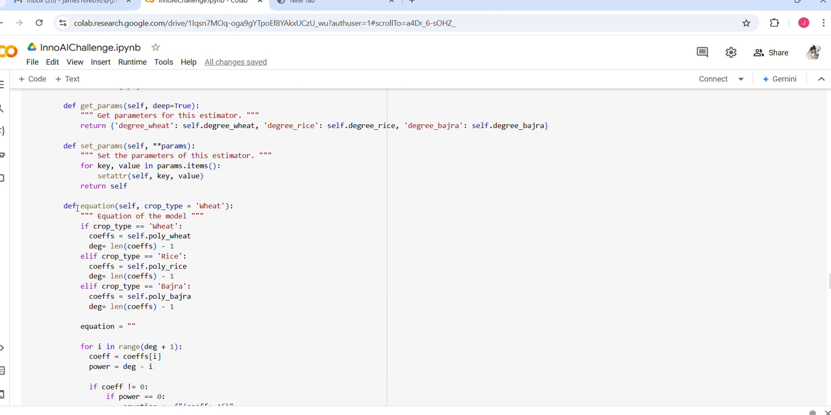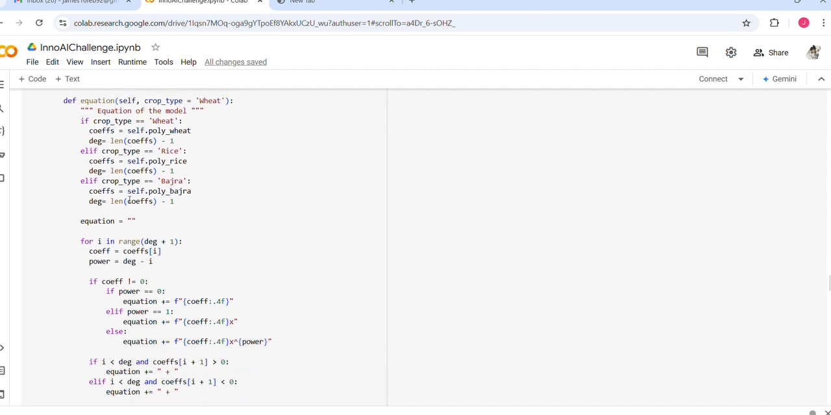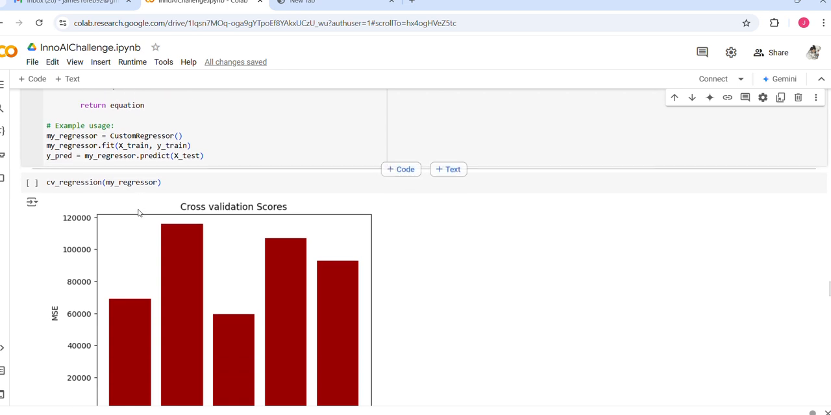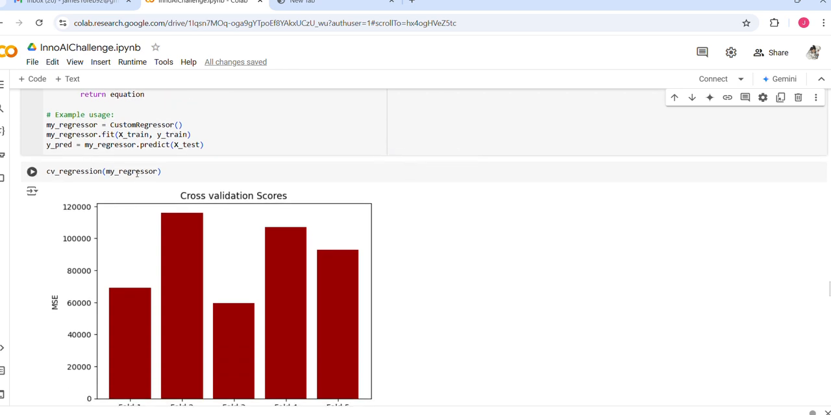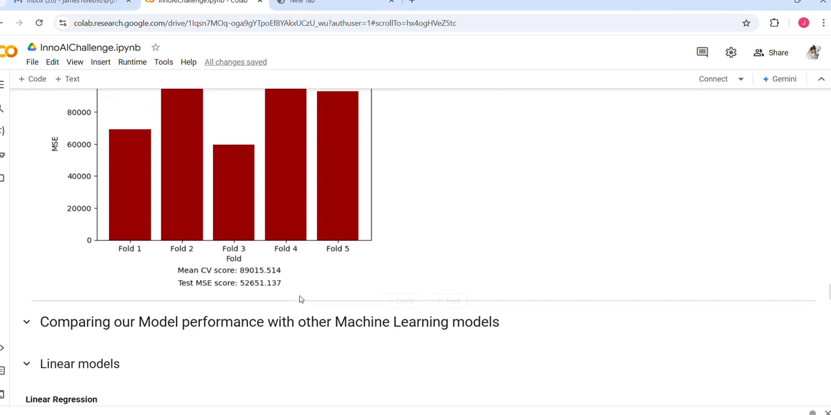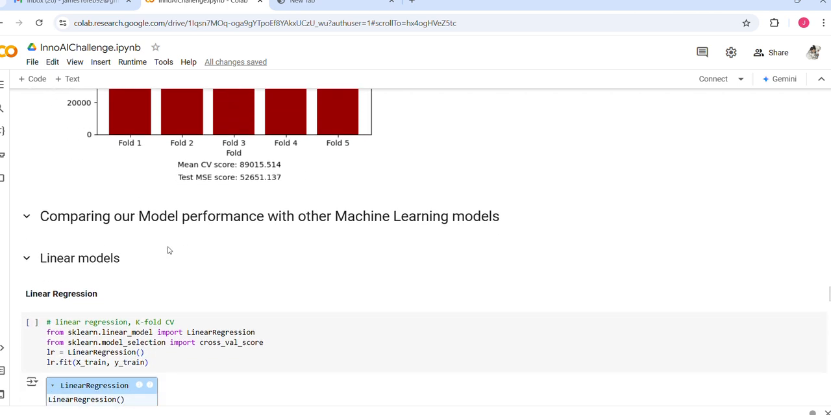So we can also extract the equation of the curve. That's how our cross-validation visualization works. As you can see, the mean square error is around 52,000 for our model. Now let's compare with other models.